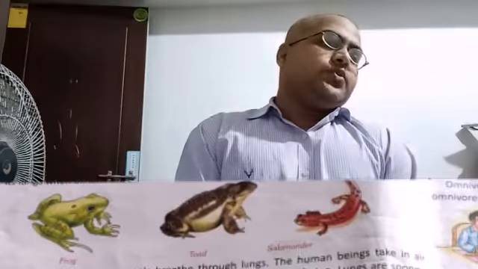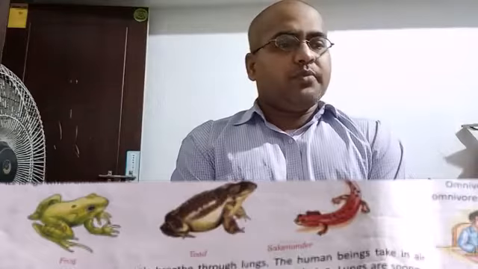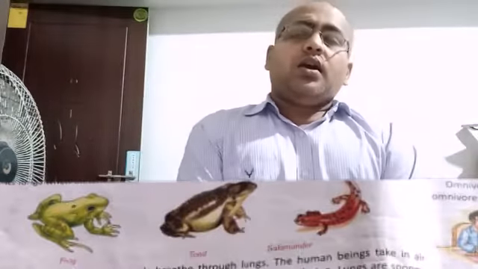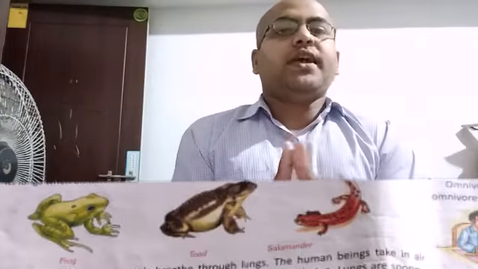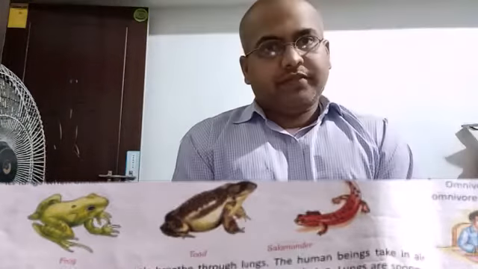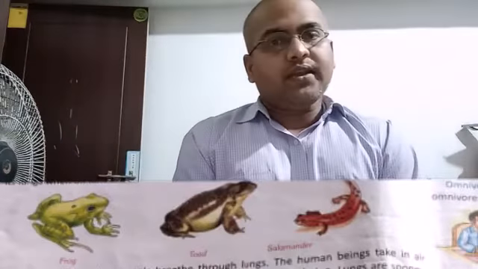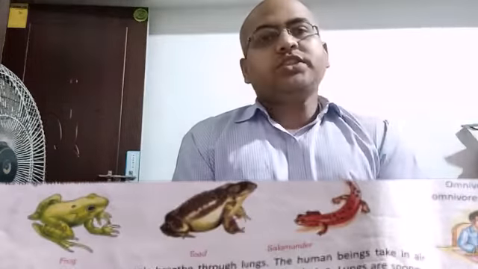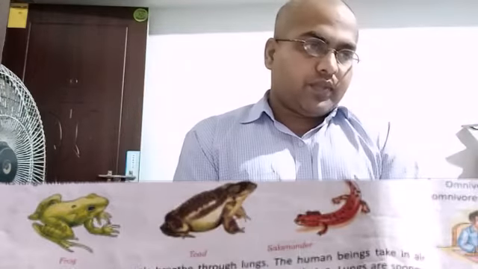Those animals which are single-celled or very tiny organisms, like amoeba and paramecium, have no special breathing organs, but they breathe with the help of their body surface. The insects have spiracles, that is air holes in their body through which they take in oxygen from the atmosphere.